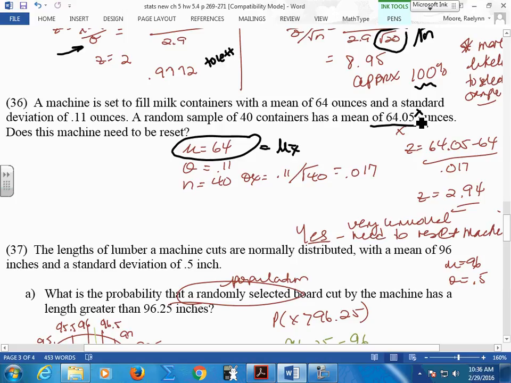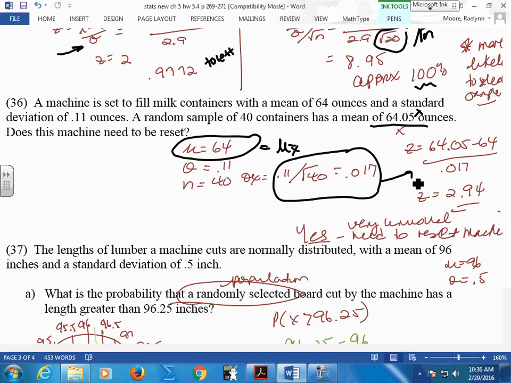Is this off my chart? Is it an unusual value? And don't forget to use your new standard deviation. You made it even smaller. You made that less variance. They're closer to the mean. So you find your z-score is almost 3, which is very unusual. So yep, we are going to reset this machine.